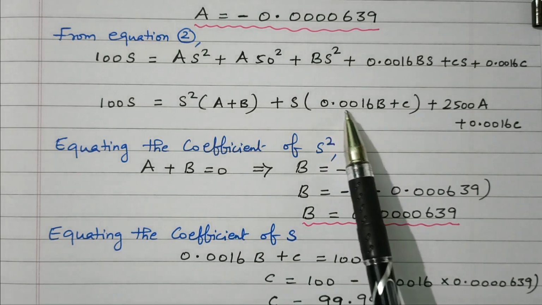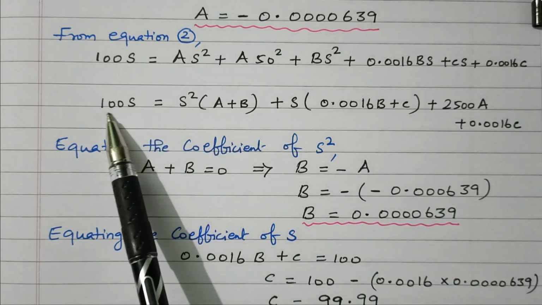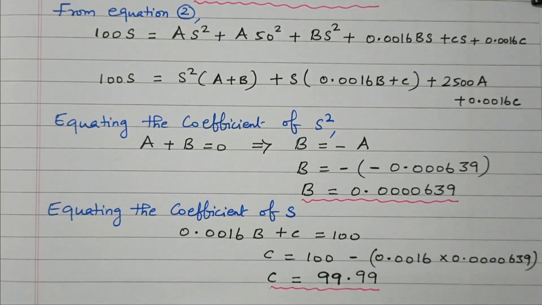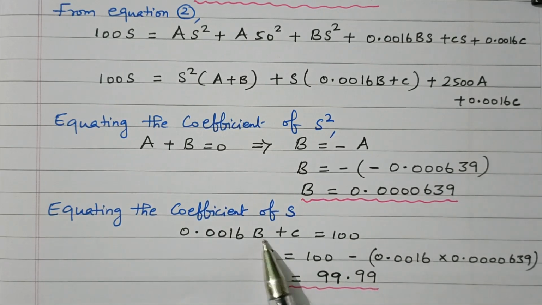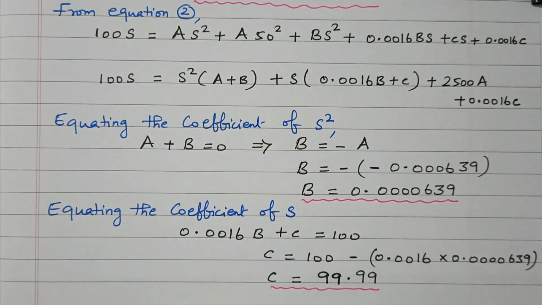Now we'll equate the coefficient of S. The coefficient of S is 0.0016 B plus C, that is equal to 100. Right. So we'll go for further simplification. So C equal to 100. Bring this term to that side, so it becomes minus 0.0016 into B. B value is this value. So after simplification we got 99.99. The C value is 99.99.